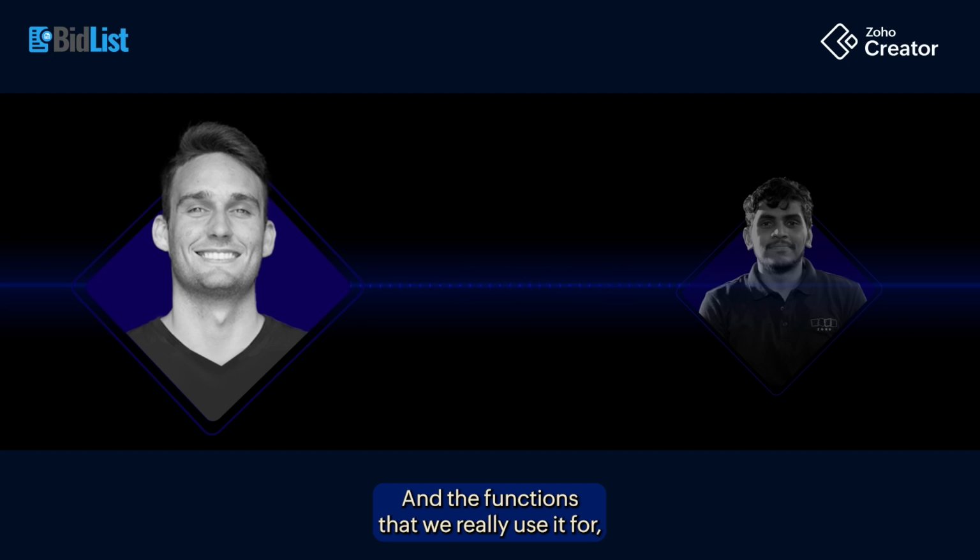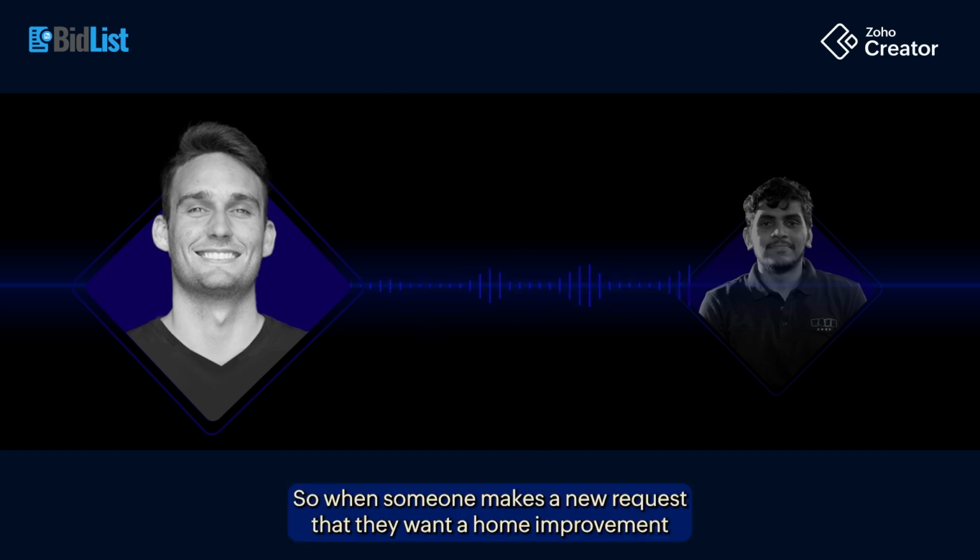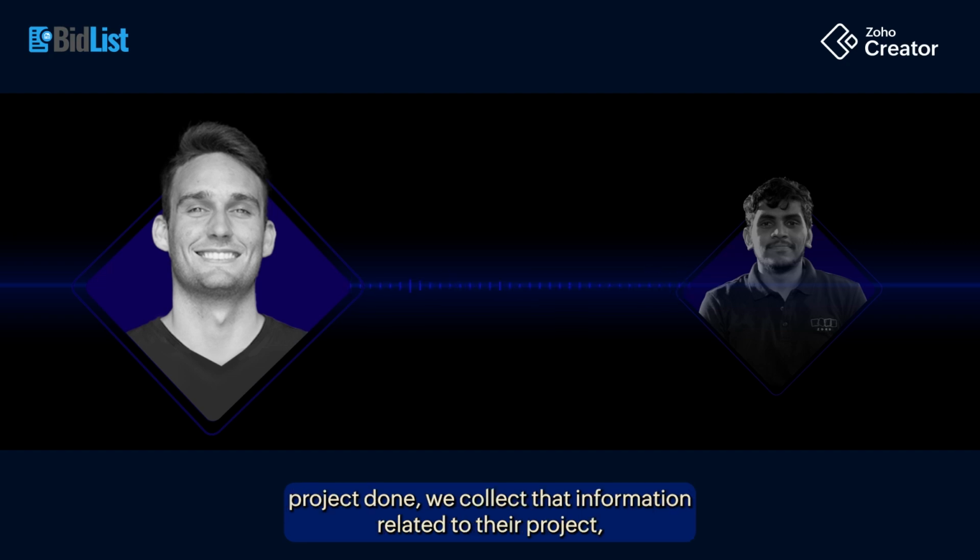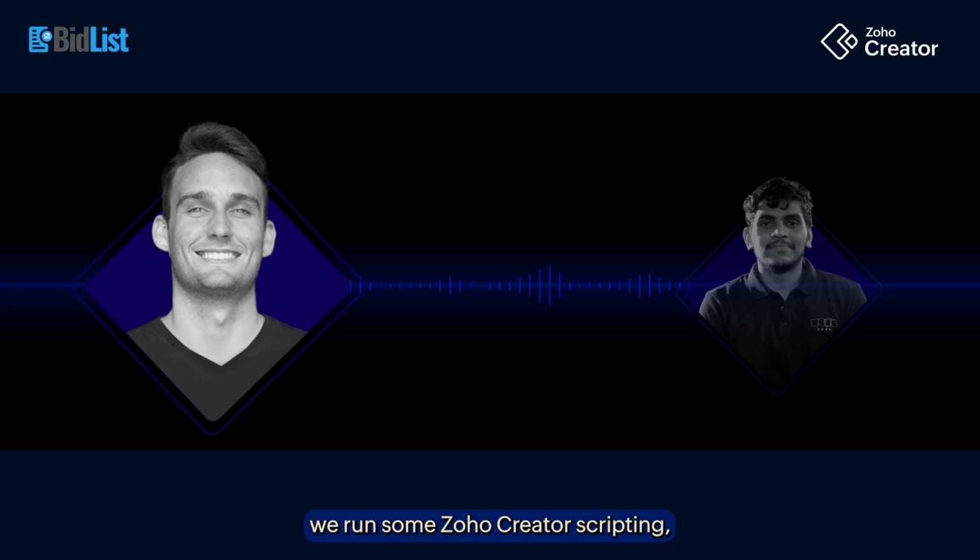And the functions that we really use it for, I talked about earlier, is we use it to power our quoting. So when someone makes a new request that they want a home improvement project done, we collect that information related to their project, we run some Creator scripting, and then give them proposals. And that's all done from Creator.